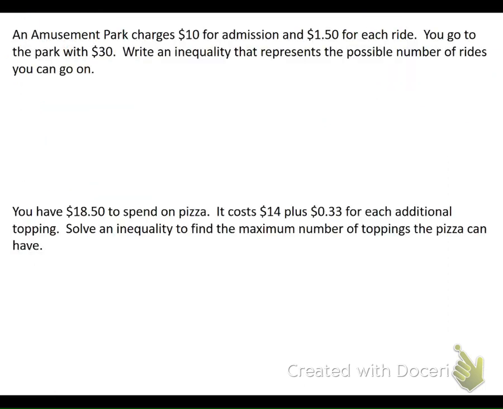When I get to the word problems, I like to make sure that I'm setting up what goes on each side of my inequality first, so I know whether I need a less than or a greater than sign. So in this first problem, talking about me going to an amusement park with $30, I want to write an inequality that puts the number of rides that I can go on. When I do this, there is money that I'm spending, and then there is money that I have.